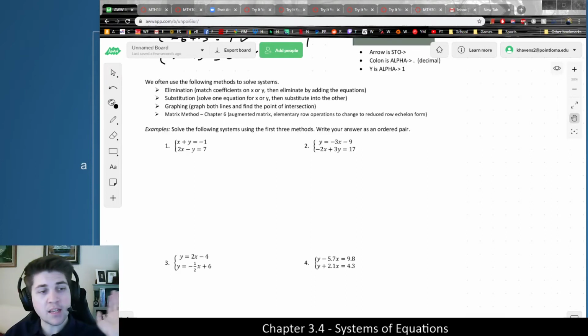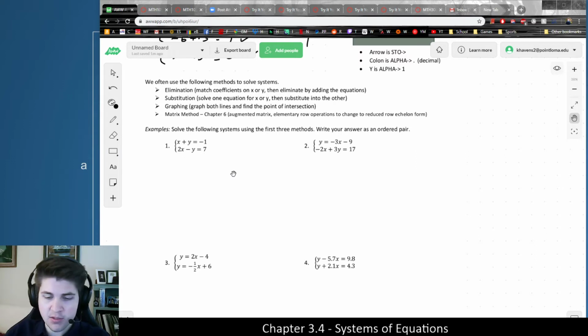Let's start off by reviewing the elimination method for solving systems of equations. And that's always done by taking the two equations and essentially adding them together. Before we actually get into some examples, I wanted to talk about the reason that this procedure makes sense.